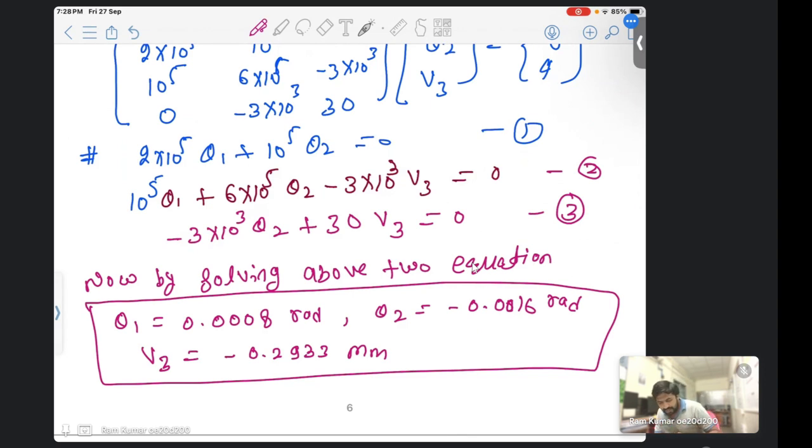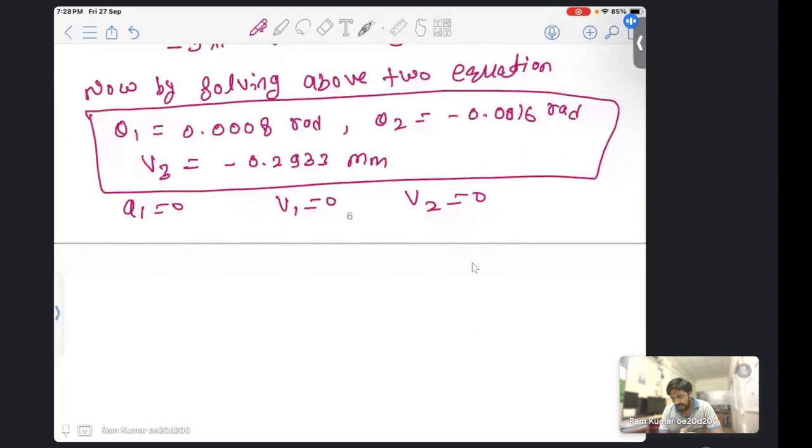Now, after getting B3, theta 2, theta 3, what will remain? Theta 1 equal to 0, B1 equal to 0, B2 equal to 0. So we are having only 6 degrees of freedom. So finally we got all these coefficients.